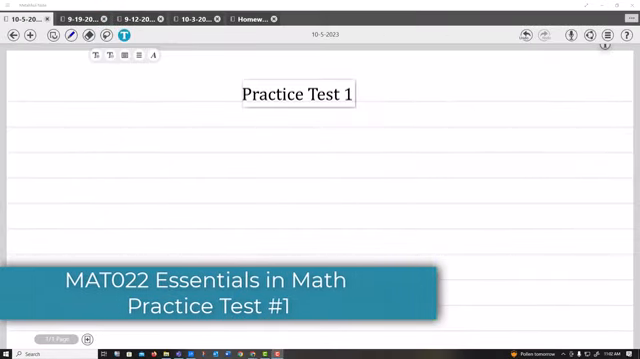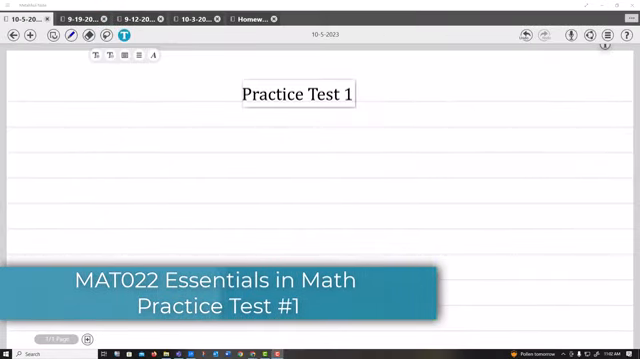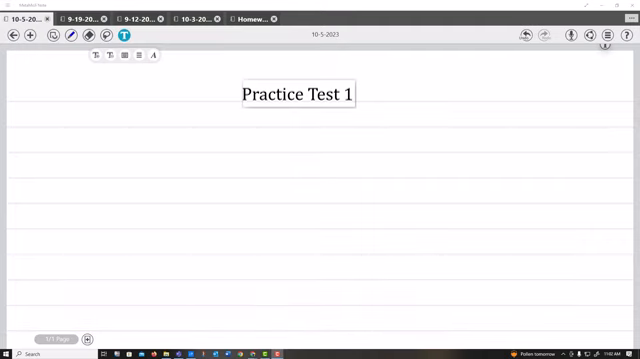Okay, just going to go over some of the practice test problems. Realize that the order is randomized and the numbers are randomized. So this first one I'm working may not be your question number one, but these are the type of problems that you should be able to work.